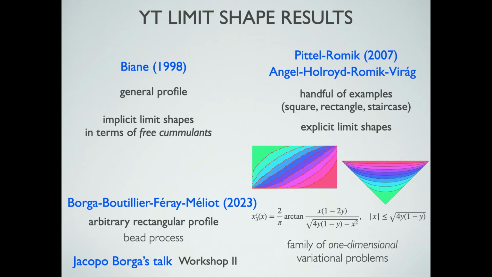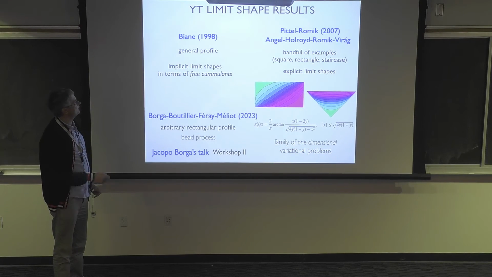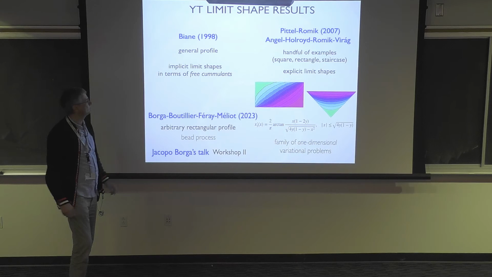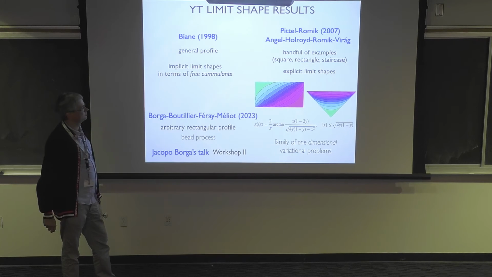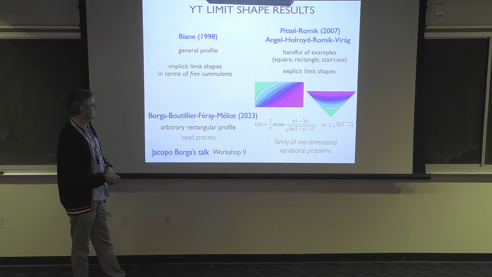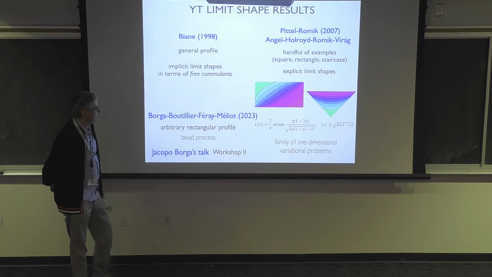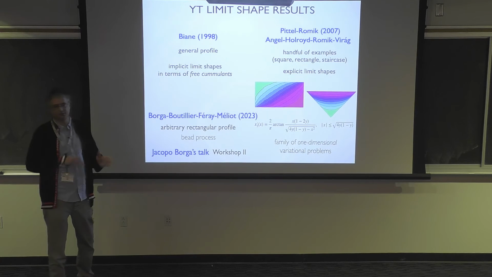Some results about the Young tableau limit shapes. Biane has results for when this shape is prescribed by the general profile, but the limit shapes themselves are implicit in terms of free probability. Then Pittel and Romik calculated the square Young tableau limit shape or rectangular one and other variants. Only a few explicit examples. And then recently, Borga, Boutillier, Féray, and Méliot actually solved this for an arbitrary rectangle.